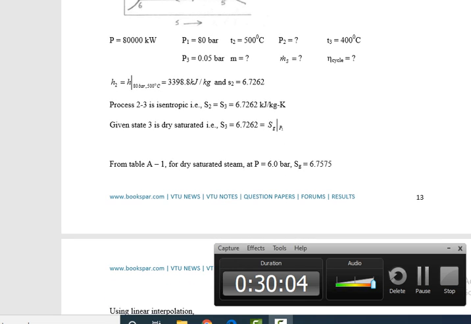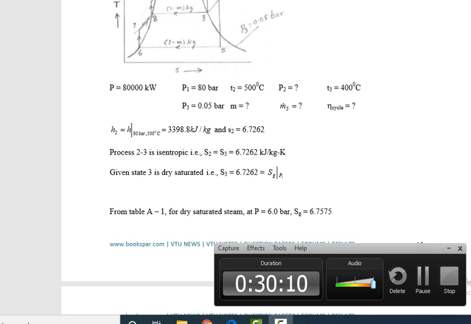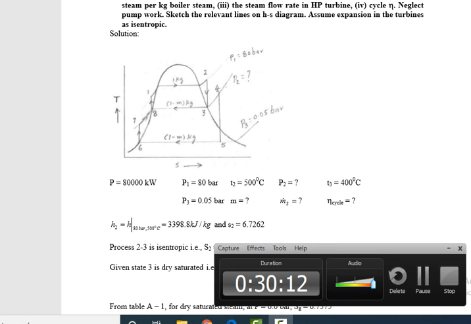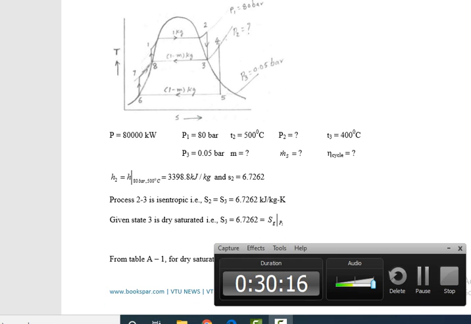Then go to the steam table, the superheated steam table. From the steam table, at point 2, you have to find the enthalpy at point 2. That is h2 equal to 3398.8 kilojoule per kg, and the entropy is 6.7262. You are getting these values at point 2 having a pressure of 80 bar.